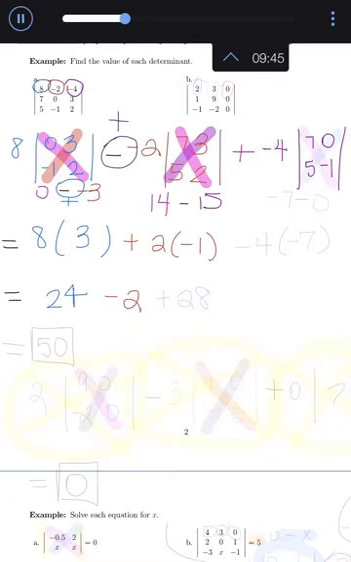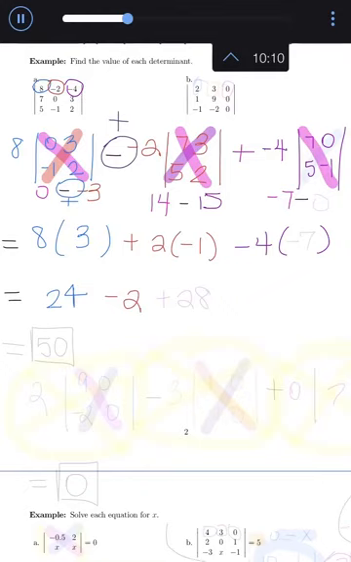Now on to our last piece. Notice we have that we're adding, but it's a negative 4. So we have a negative 4 times whatever we get for our determinant. So let's look at the determinant. Looking at the first cross product, we get 7 times negative 1, which is negative 7, minus our other cross product.